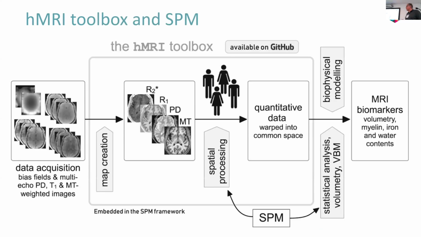So that's the overall framework, from the paper presenting the tool. The key thing is, we take the data on the left, then we do lots of processing in the toolbox in order to arrive at those biomarkers, volumetry, myelin, iron, that Nick was talking about. Some of it relies on SPM, but there are a few original bits, mainly the map creation. That's really the heart of the tool, and that's what Nick was talking about.